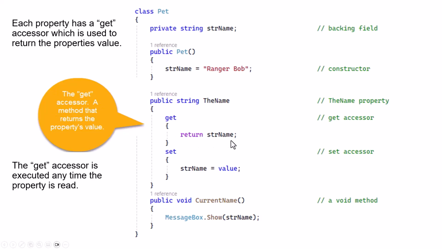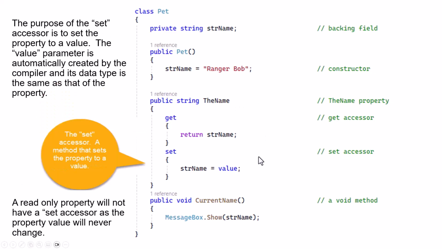The get returns a value. The get accessor is a method that returns the property's value. Each property has a get accessor which is used to return property values. The get accessor is executed anytime the property is read. So you can get at it from the name and pull it from your outside program.